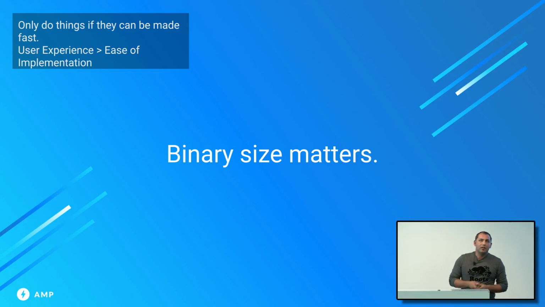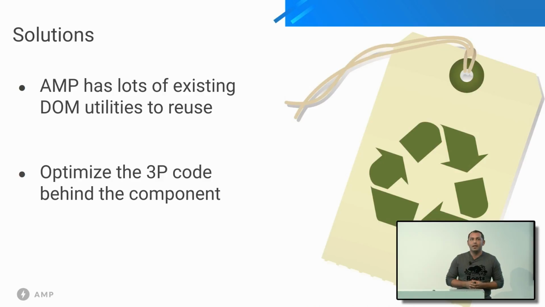Binary size matters. The size of the JavaScript file for the extension matters because not everyone is on fast networks. It's lots of JavaScript to be downloaded. The parse time of the JavaScript itself can affect performance. So it matters to bring this down as much as possible. There are multiple solutions to this. When you're writing an extension, AMP itself has lots of utilities that you can use for DOM manipulation and so on. In short, you don't need jQuery.